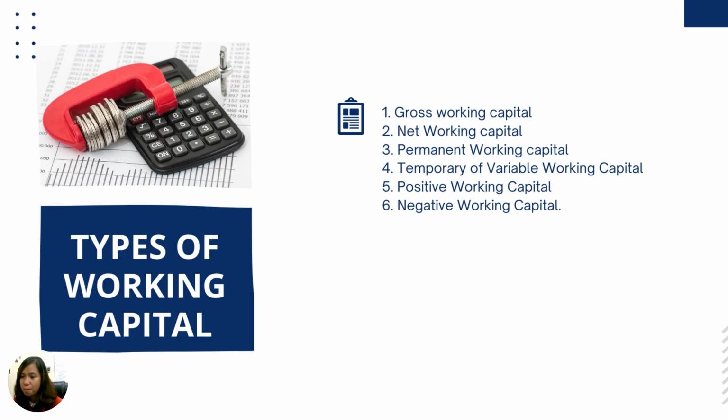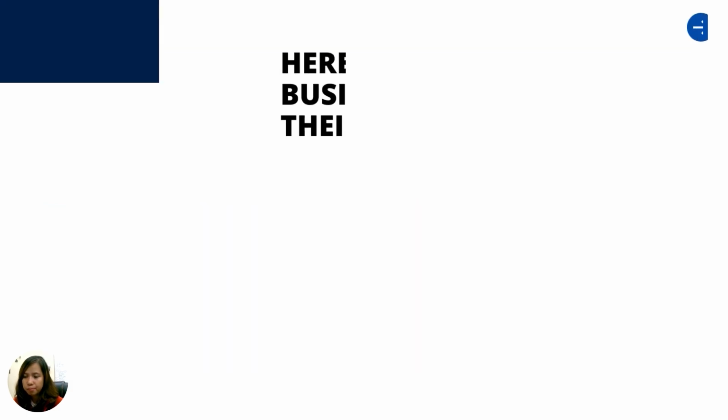Number 5, positive working capital. It indicates that the company has sufficient current assets to cover its short-term obligations. It is a favorable position that reflects the company's ability to manage its day-to-day operations and meet its financial obligations. Number 6, negative working capital. It occurs when the current liabilities exceed its current assets. This situation is considered unfavorable as it suggests that the company may face difficulty in meeting its short-term obligations.